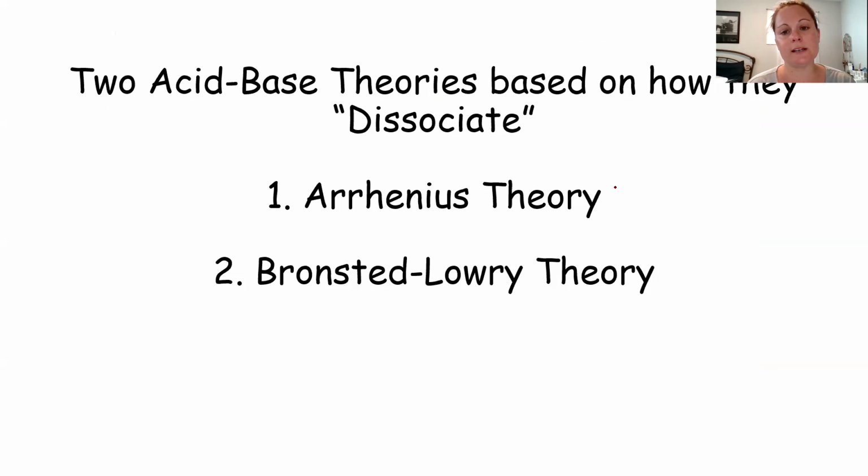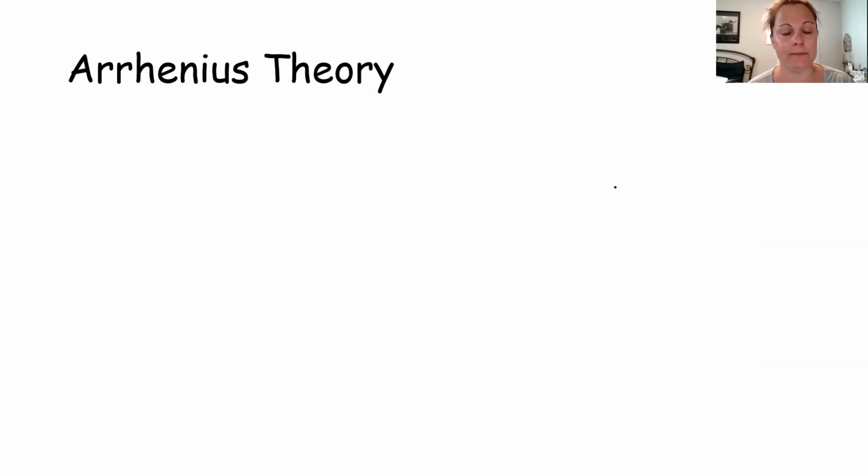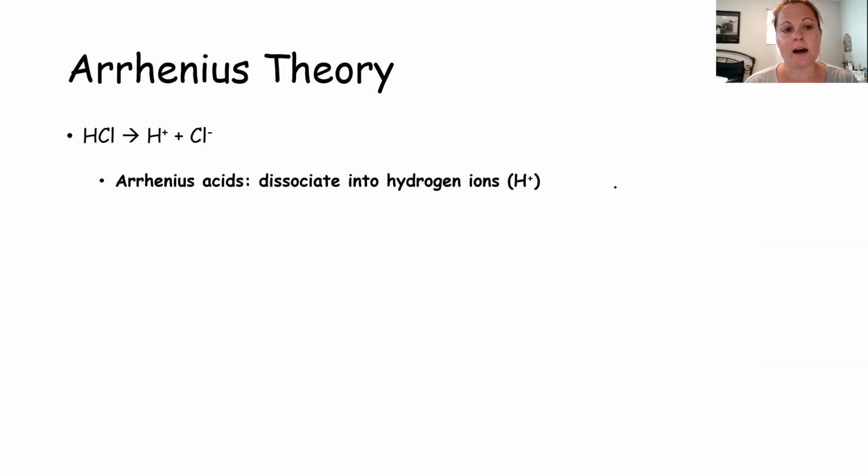There are two theories we're going to discuss that you can use to really define whether a substance is an acid or a base. The first theory is the Arrhenius theory, and the second theory is what's called the Bronsted-Lowry theory. So let's start with the Arrhenius theory. When we saw HCl dissociate into H plus and Cl minus in solution, according to the Arrhenius theory, this is an acid because all Arrhenius acids dissociate into H plus ions. So what that means is, in solution, the only positive ion I'm going to see in an acid is H plus. There are no other positive ions, so it's an acid.